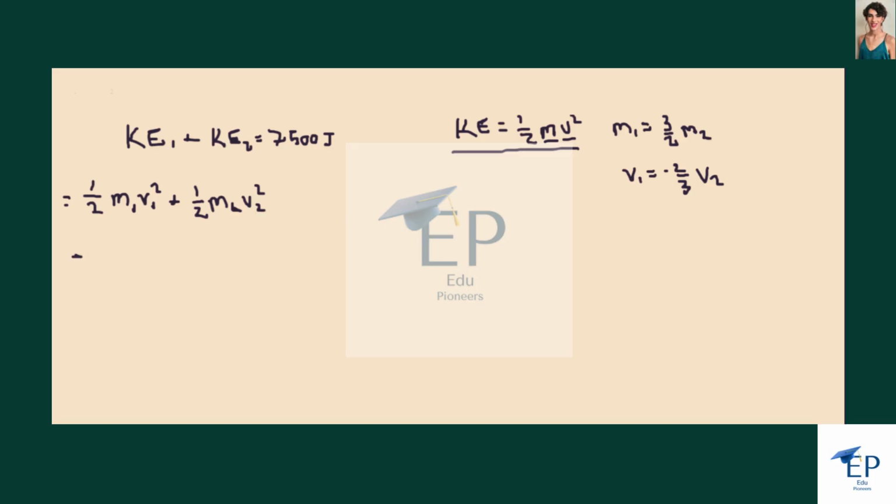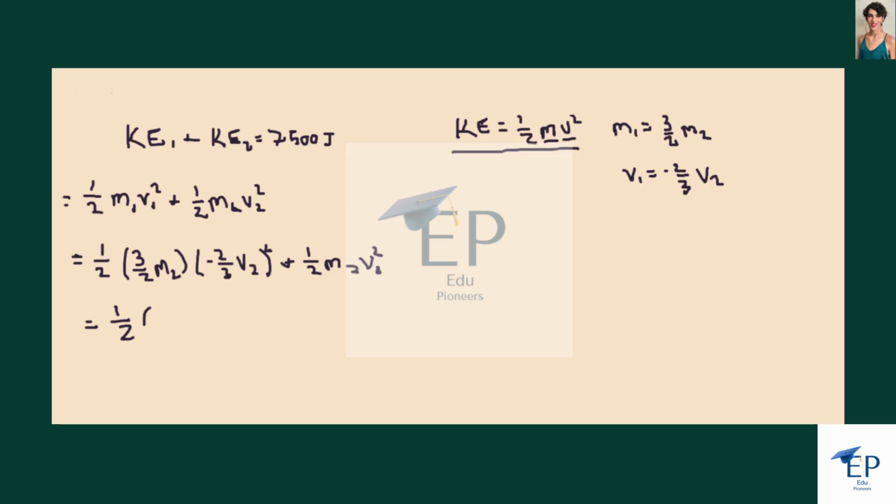But we can rewrite that even more, because remember, we said that M1 is just 3/2 of M2. And we said that V1 is just negative 2/3 of V2. Okay, that second term hasn't changed yet, not yet. Still 1/2 M2 V2 squared. All right.